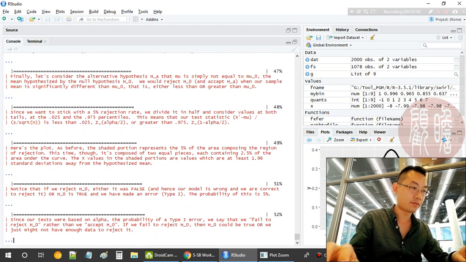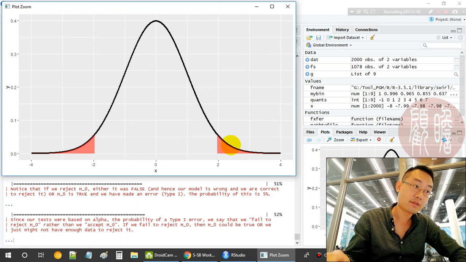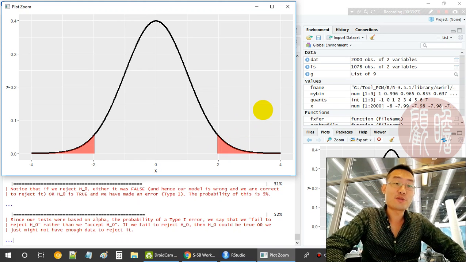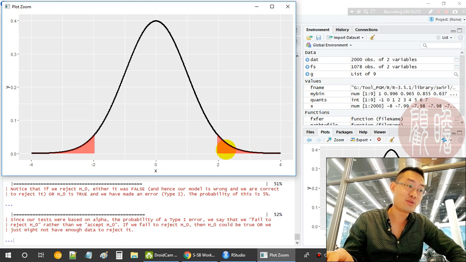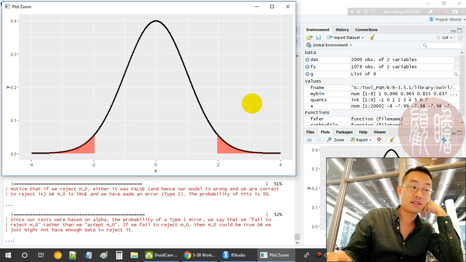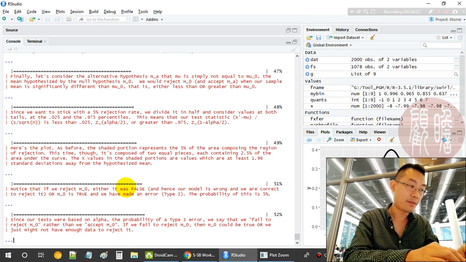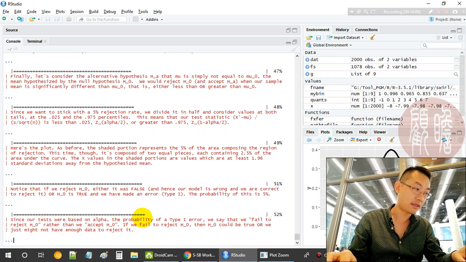Okay, type 1 error. Suppose later we find another, the 101st patient, who seems to have a very high RDI index value, 35 events per hour. And that person is a genuine sample, so we may have committed a type 1 error. We rejected the true null hypothesis for a normal person. So we say we have a 5% chance of making this mistake. Since our tests are based on alpha, the probability of type 1 error, we say we fail to reject rather than accept. We might not have enough data to reject it.